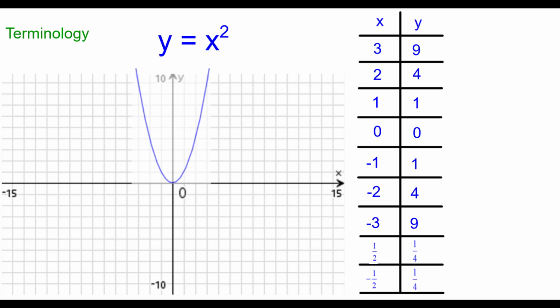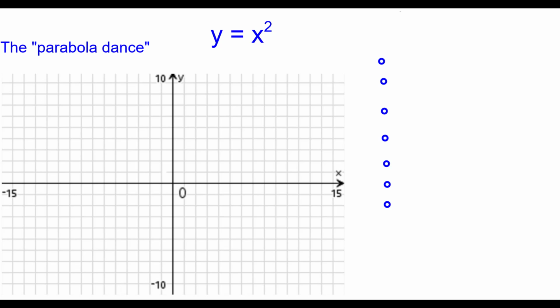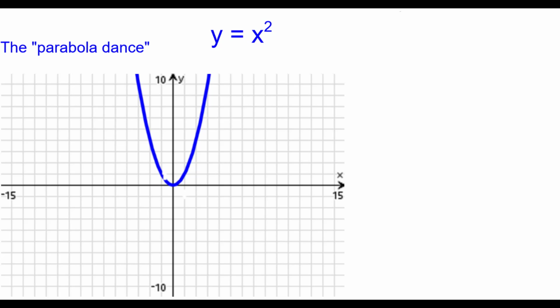And we talk about terminology like this is the vertex at the origin. This is the mirror line, or what we call the axis of symmetry. I like to see that with color just to kind of show that. And then we talk about dances for how to graph these, so the parabola dance for this is to start at the origin and then go right 1 up 1, because 1 squared is 1, right 2 up 4, 2 squared is 4, and right 3 up 9, 3 squared is 9. And then similarly on the other side, connect the points, and that's how quickly you can graph a parabola using what we call the parabola dance.